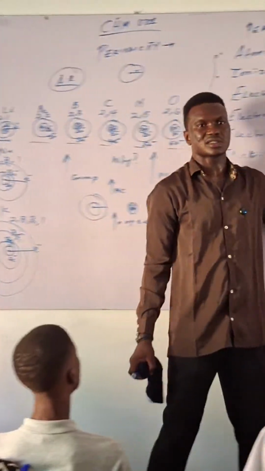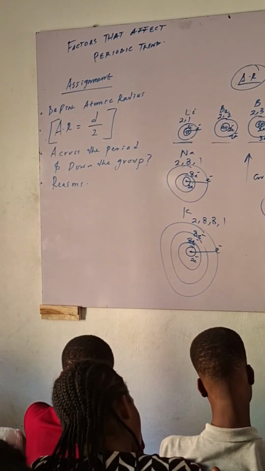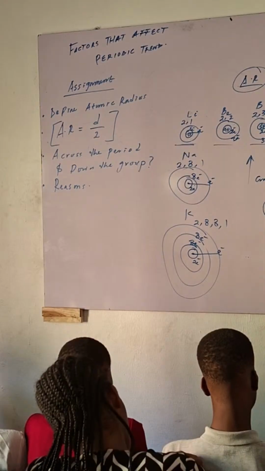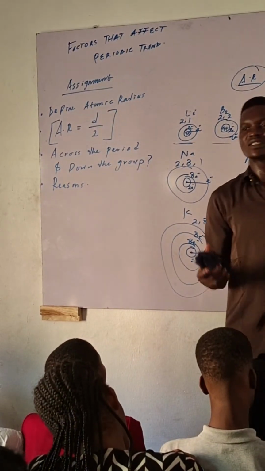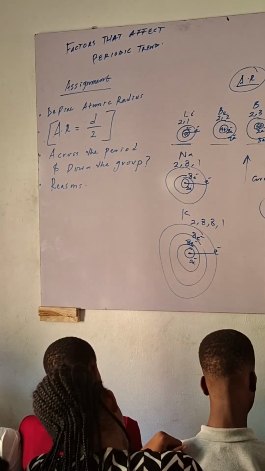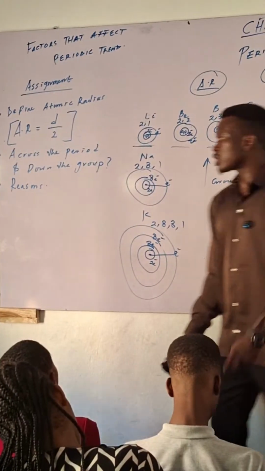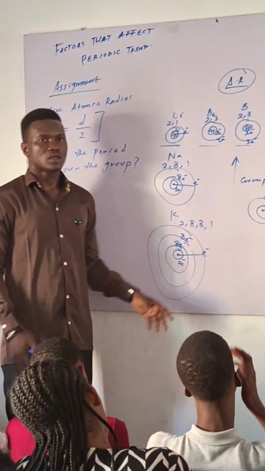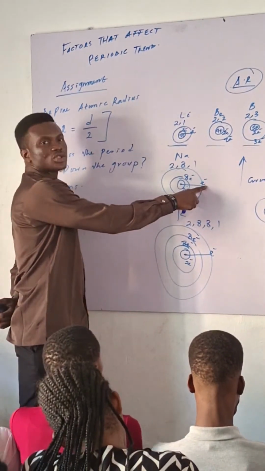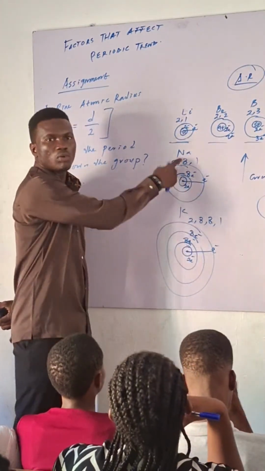So the next one is ionization energy. What is ionization energy? Let me quickly explain it so that we'll finish it. It's not much. Ionization energy is defined as the energy required to remove the most loosely bound electron completely. Look at this, guys. If I want to remove this electron, I need energy. If I want to remove this electron, I need energy. So that energy I need to remove these electrons is what we call what?